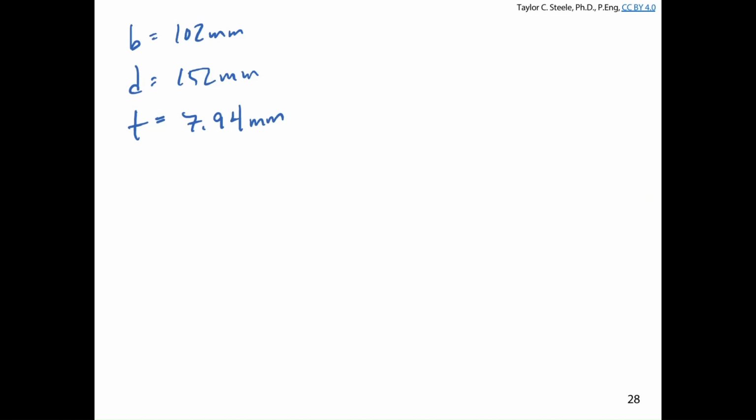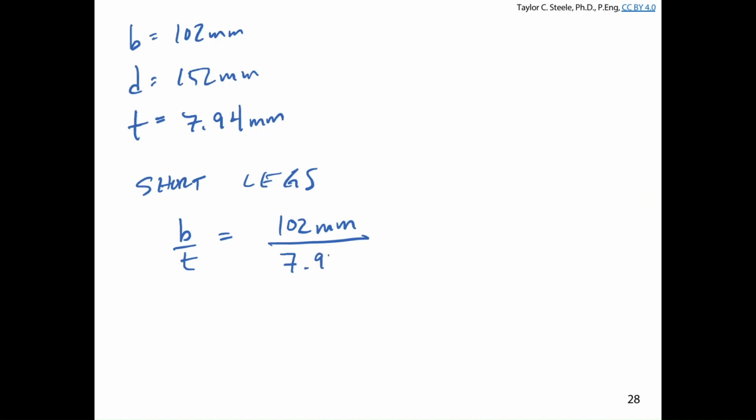Okay, so for the short legs, we have B over T, and that's going to be equal to 102 millimeters divided by 7.94 millimeters, and that's going to give us a ratio of 12.8.